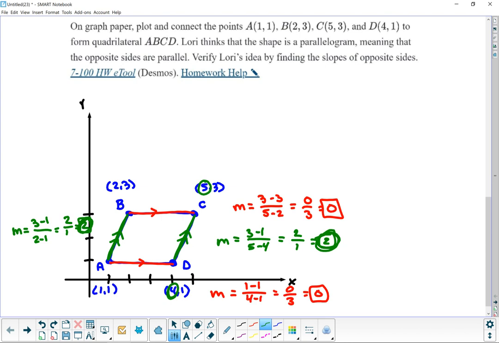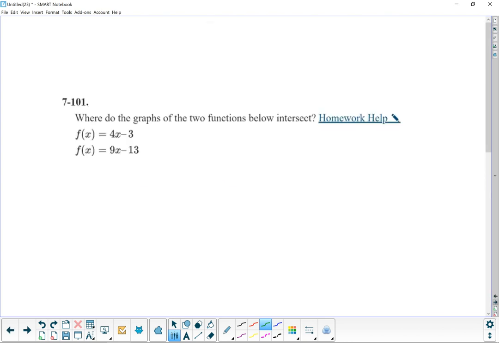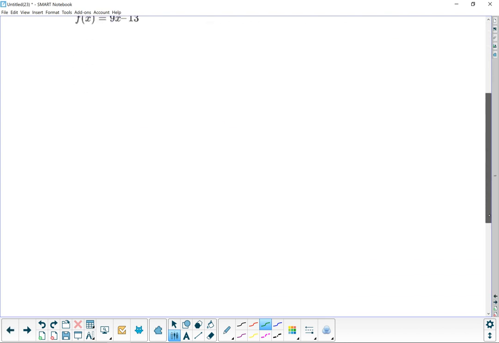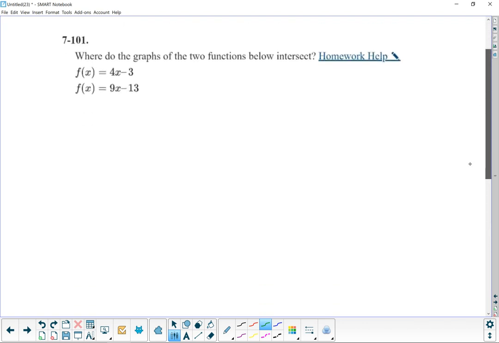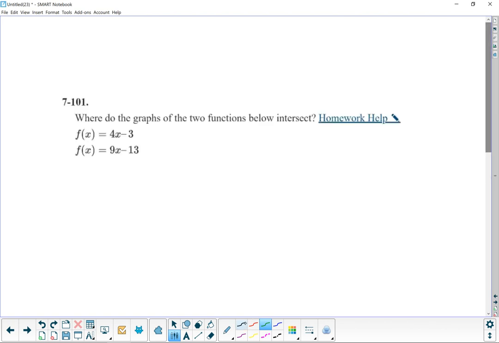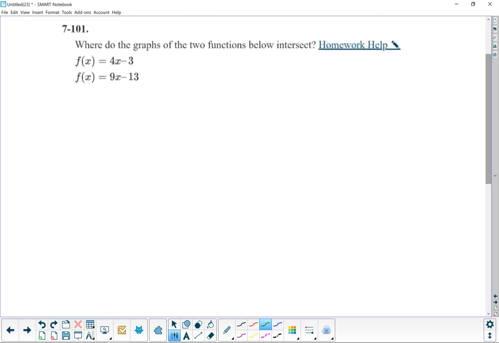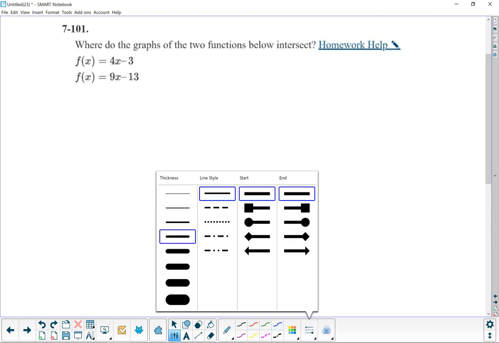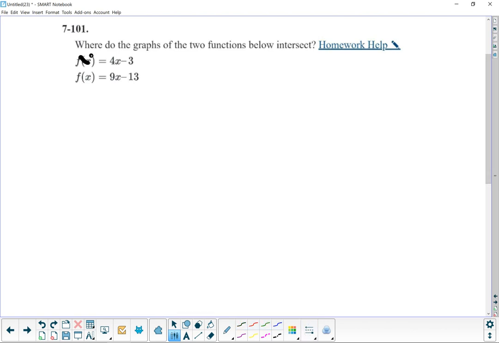And we did this by finding the slope of the opposite sides. Okay, and I believe this is the last one. Where do the graphs of the two functions intersect below? So these are both f of x equals, and you may not know this, well, you know now, but f of x is just a big fancy way of writing y. So y equals 4x minus 3 and y equals 9x minus 13.